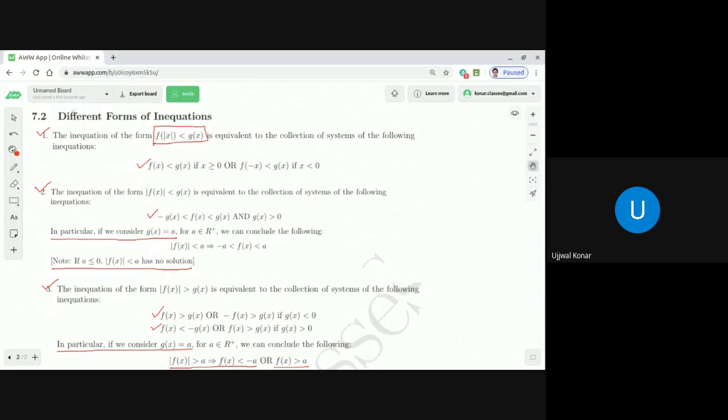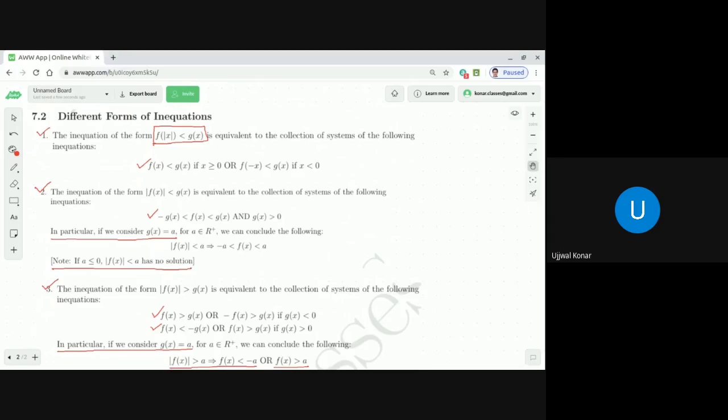Correct? It may come to your mind, what happens, sir? You are discussing mod of fx is less than gx. But what happens if mod of gx is less than fx? That is actually equivalent to the case mod of fx less than gx, just interchanging fx and gx. These are the guidelines.